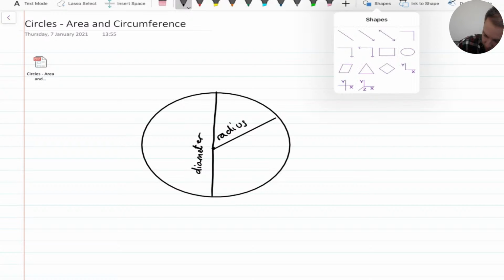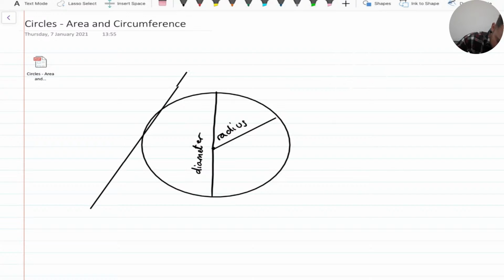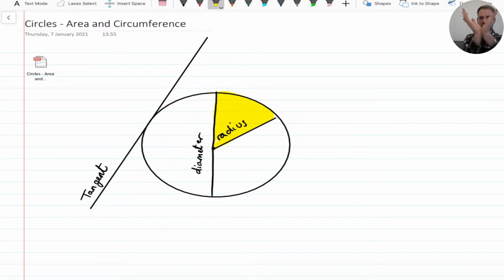We also know that if we have a line touching like this, it's called a tangent, like so. And we also have, I'm going to highlight this part here. I'm going to be coming back to this one later. If we have a section which is cut off from the centre, this is called a sector.